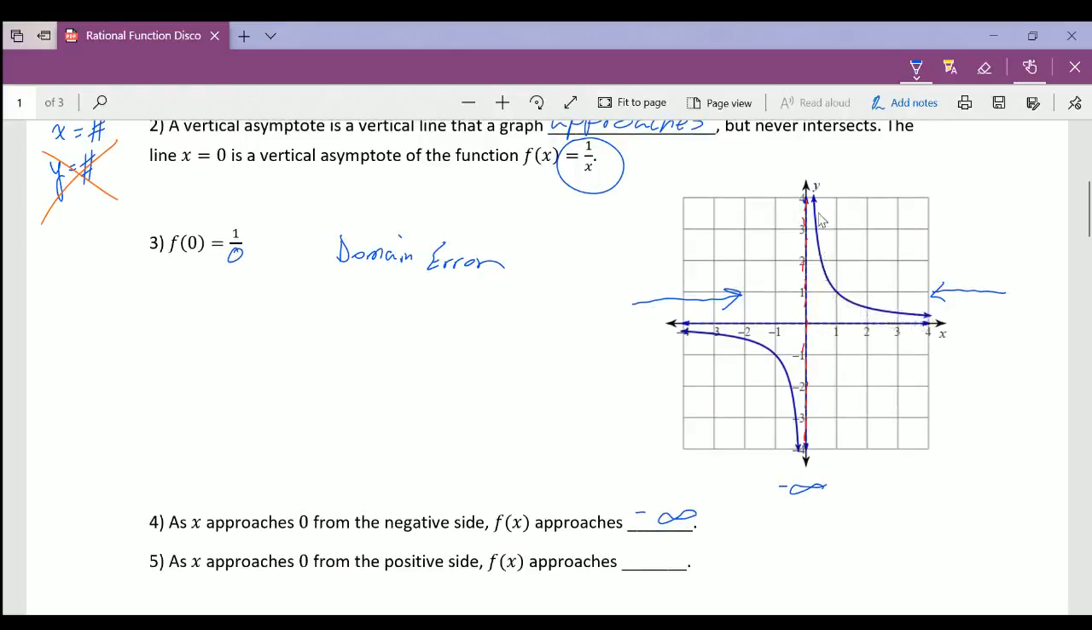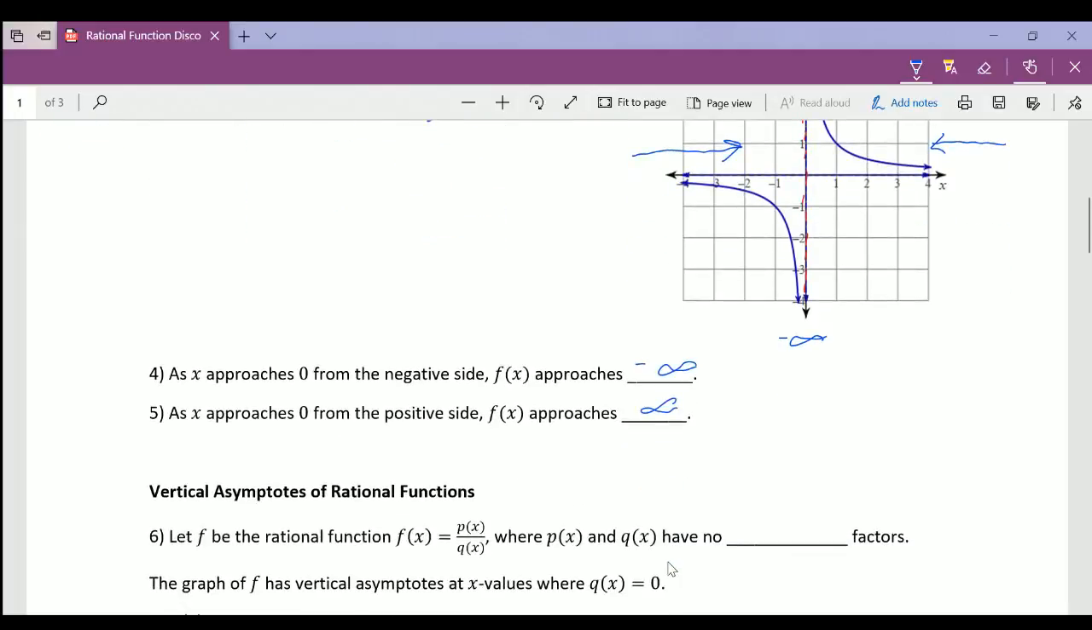Suddenly it's going really, really fast, but it's going up ad infinitum. It's going up to positive infinity. Okay. So there we go. As x approaches 0 from the negative side, it's approaching negative infinity, and as it approaches 0 from the positive side, from the right, it approaches positive infinity.